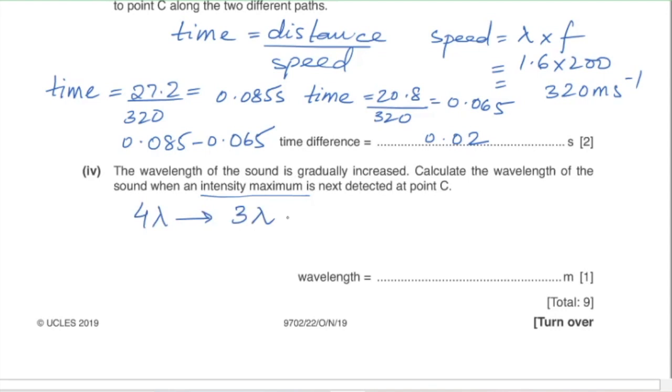And the next to 3 lambda will be 2 lambda. So they're asking us to find the wavelength when the second maxima is possible to be detected. So our answer would be 3 lambda. It will decrease from 4 lambda because 4 lambda was in part 1, and now 3 lambda is equal to 6.4, and then your newer wavelength is 2.13 meters.